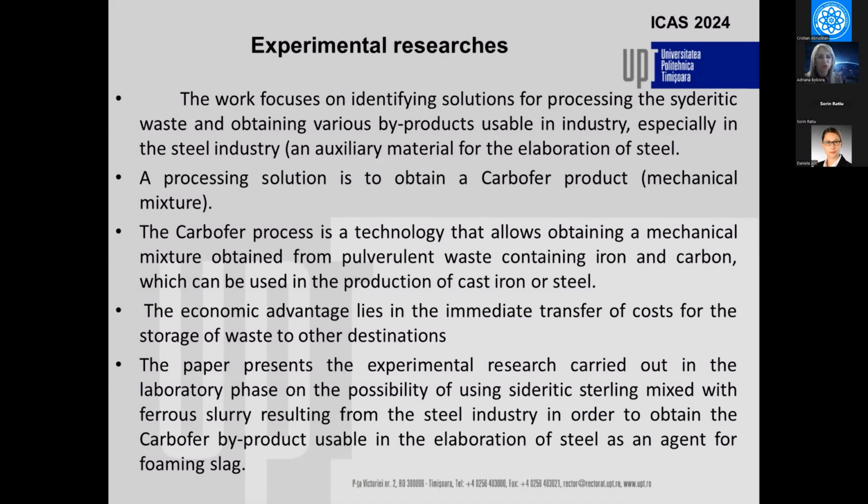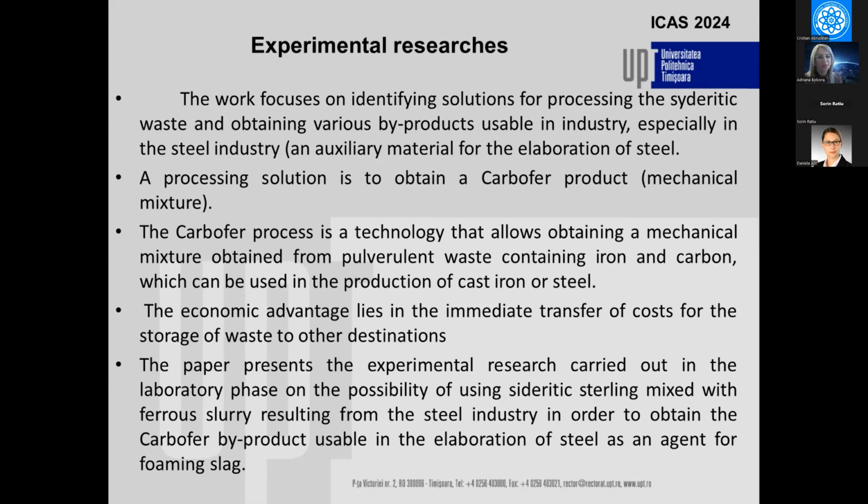A processing solution is to obtain a carbofer product, mechanical mixture. The carbofer process is a technology that allows obtaining a mechanical mixture obtained from pulverulent waste containing iron and carbon, which can be used in the production of cast iron or steel. The economic advantage lies in the immediate transfer of cost for the storage of waste to other destinations.